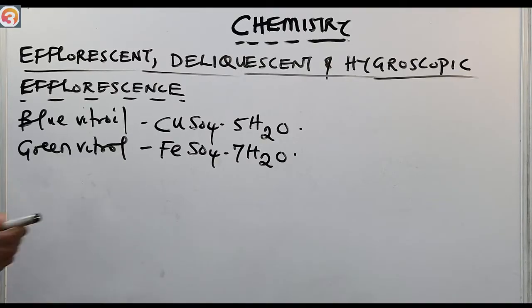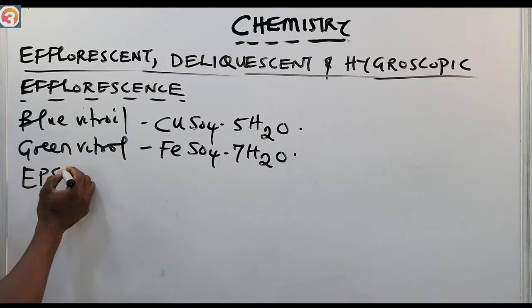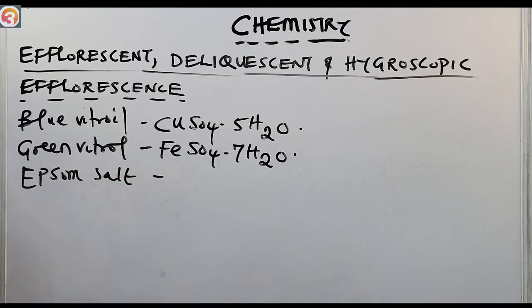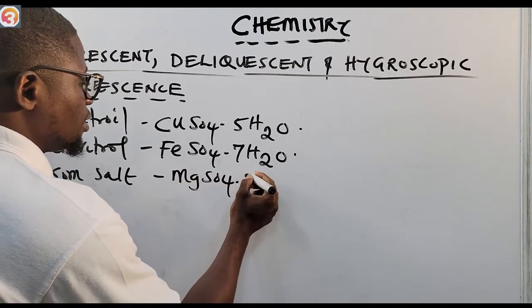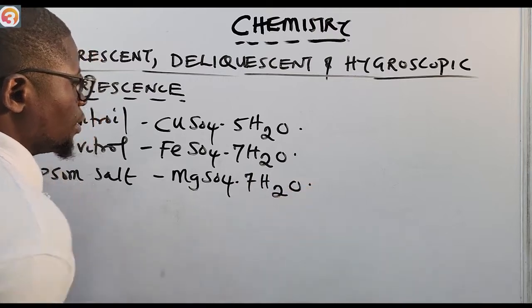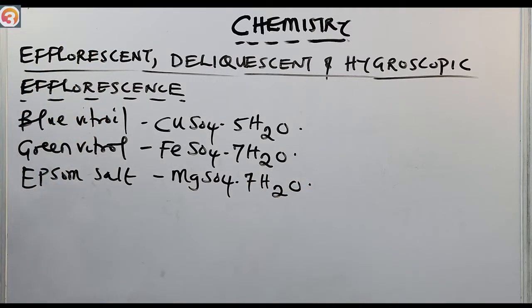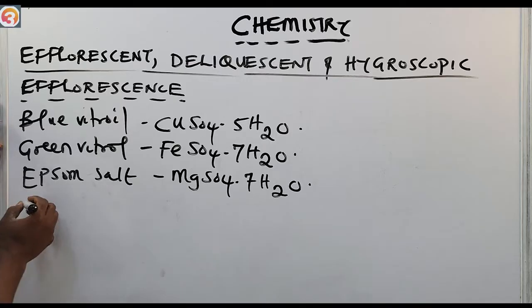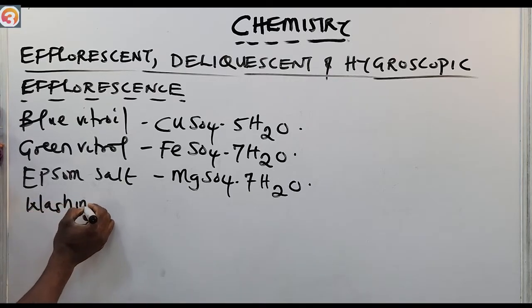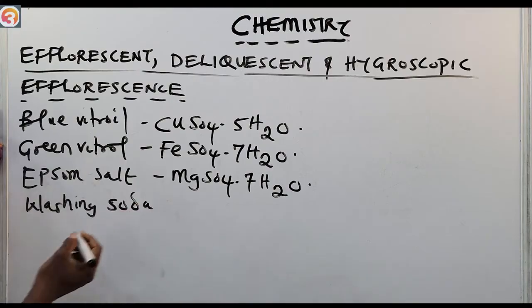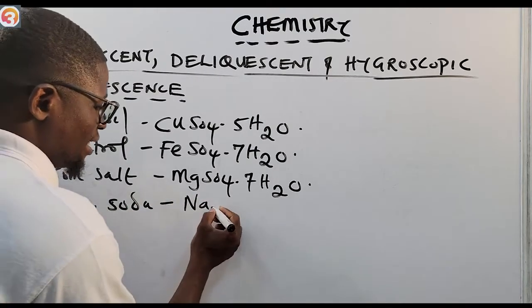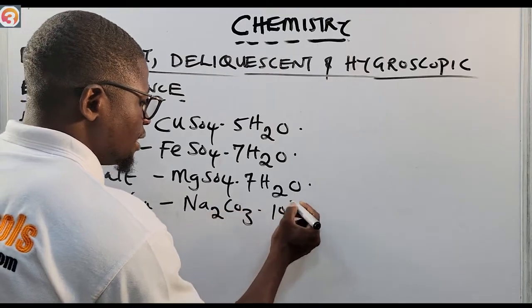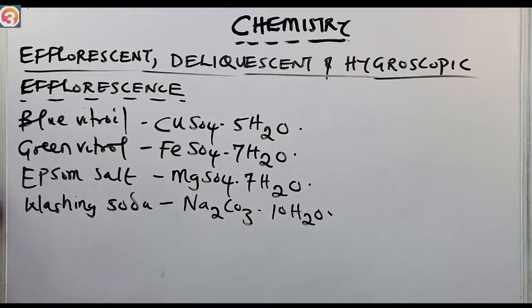Blue vitriol, green vitriol, which is FeSO4.7H2O. We also have Epsom salt. Epsom salt is MgSO4.7H2O. All right, that is Epsom salt. We also have washing soda. We saw washing soda earlier in a not too far episode. That's sodium carbonate decahydrate, Na2CO3.10H2O. This also can effloresce.